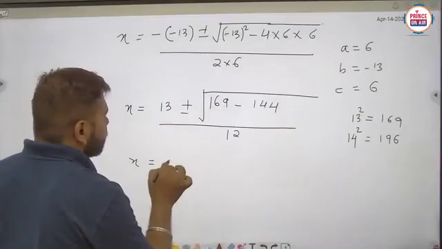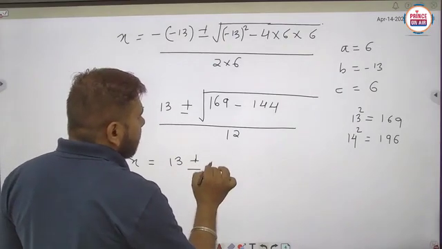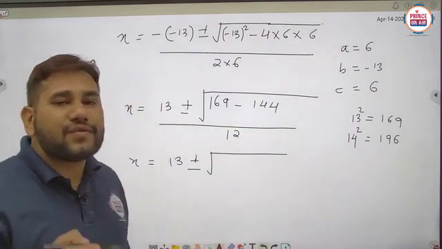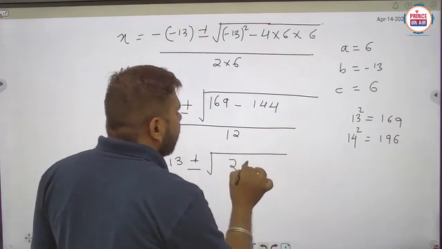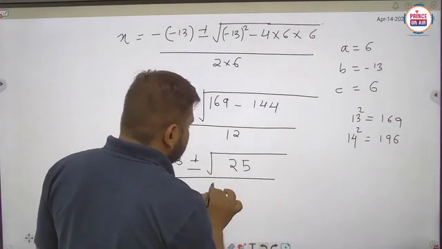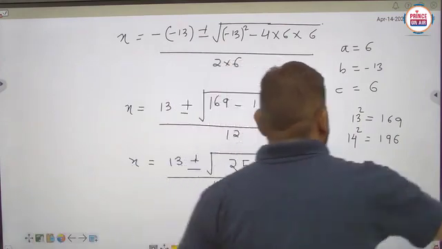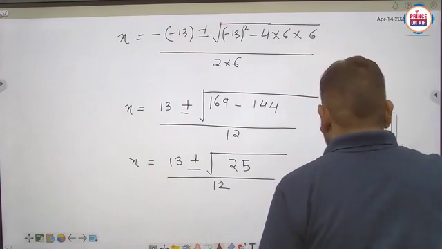So, x is equal to 13 plus minus under root, beta, 169 minus 144. What will be the value? It will be 25 upon 12. Yes or no, beta? So, now let us see what is the value of roots.